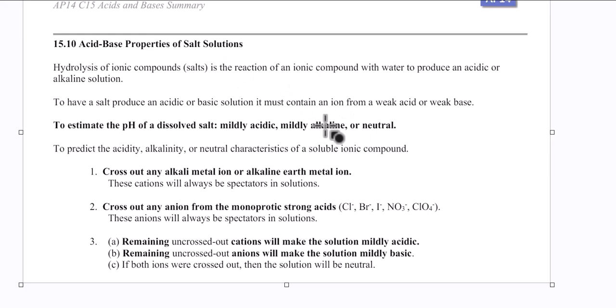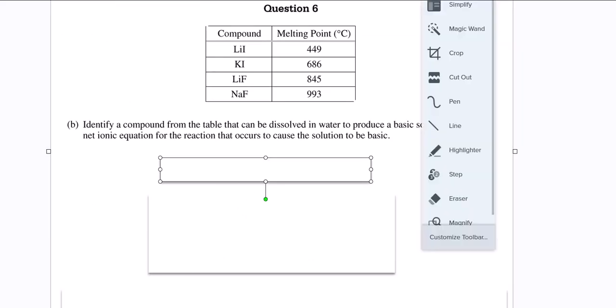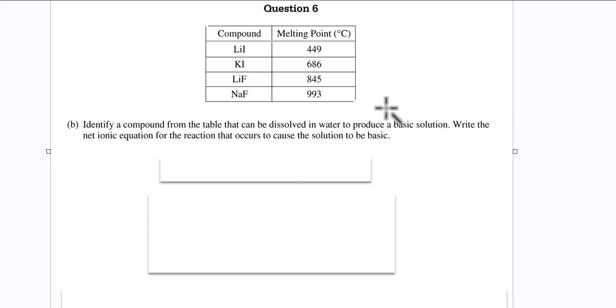And the way in which you find out if something's going to be acidic or basic is to follow these rules. Now, they sort of make sense. The first one says cross out any alkali metal or alkaline earth metal ion. These cations are always spectators. These are soluble, and alkali metals and alkaline earths are pretty easy to remember. So let me immediately go here and get my cross-out tool, and I'll make the line red. We're going to cross out the alkali metals. Here's sodium, here's potassium, and here's lithium. Of course, you have to know the alkali metals, but it's that first column.